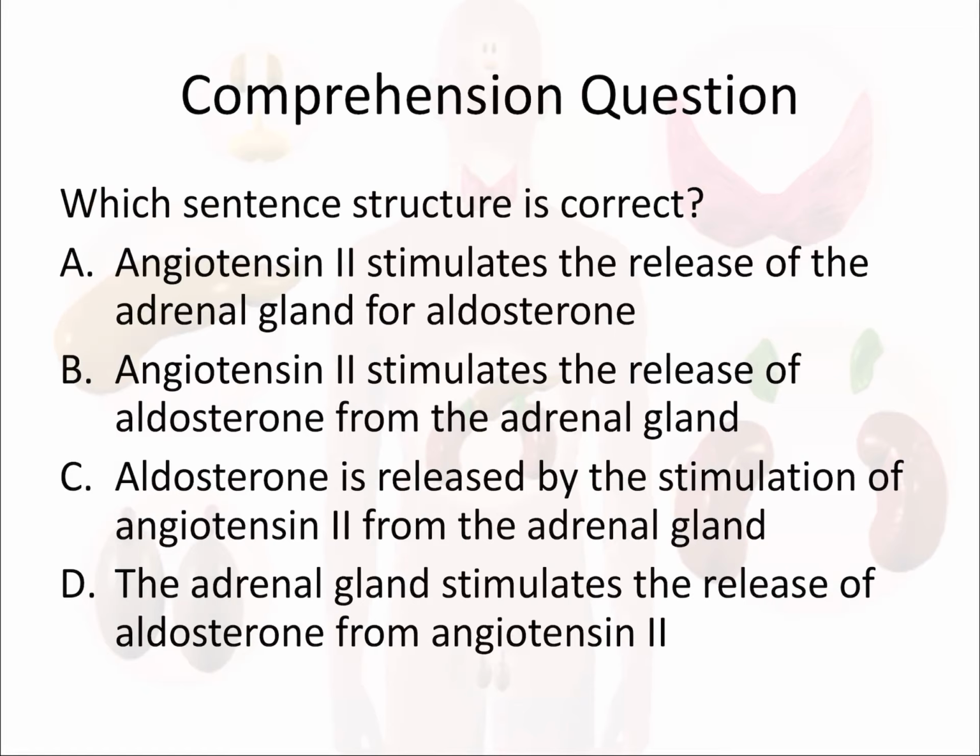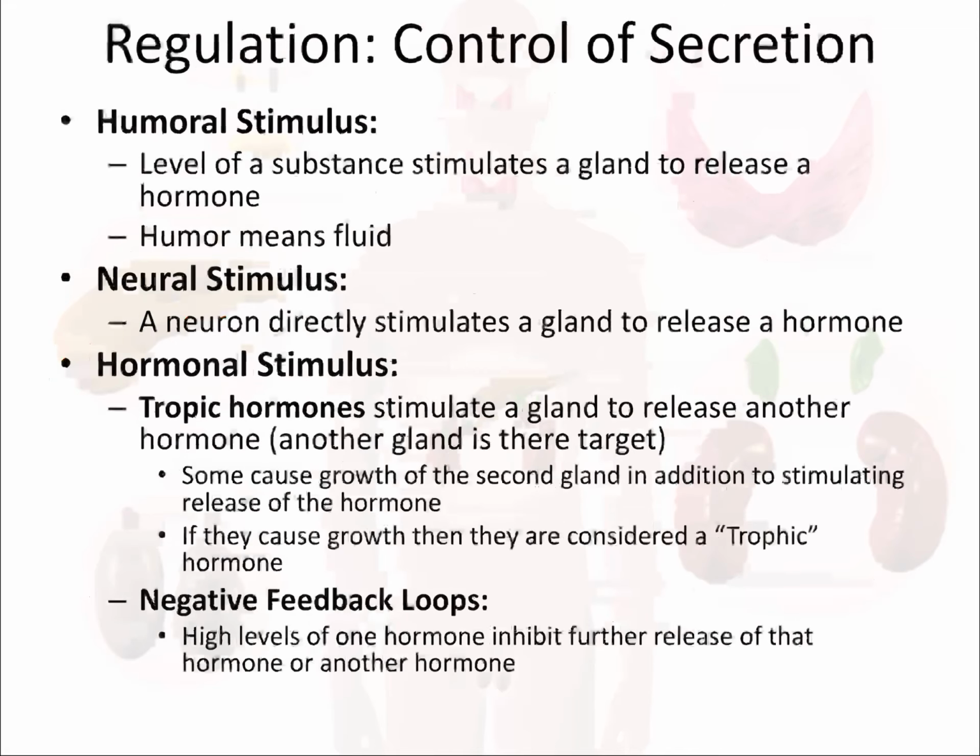Angiotensin 2 stimulates the release of the adrenal gland. No, we don't release a gland, right? Angiotensin 2 stimulates the release of aldosterone from the adrenal gland. That one is good. Aldosterone is released by the stimulation of angiotensin. No. Adrenal gland stimulates the release of aldosterone from it. No. So B is correct.